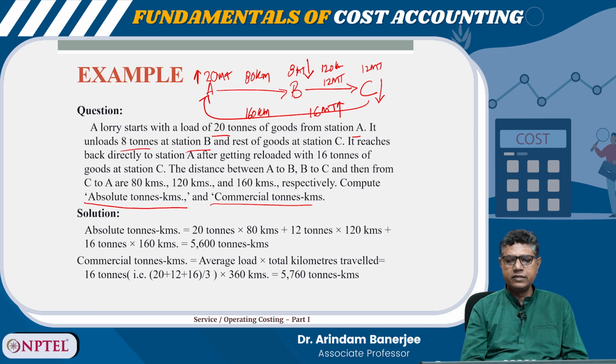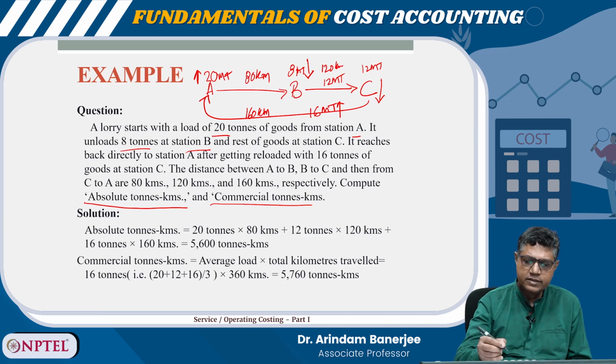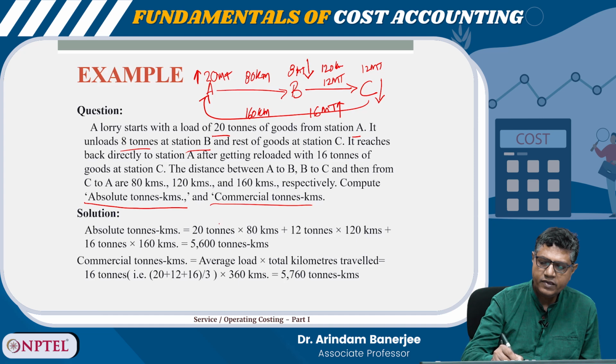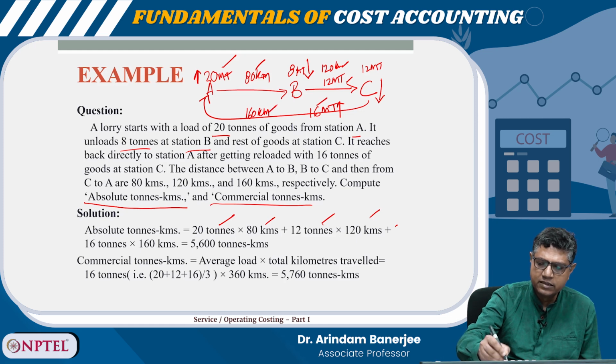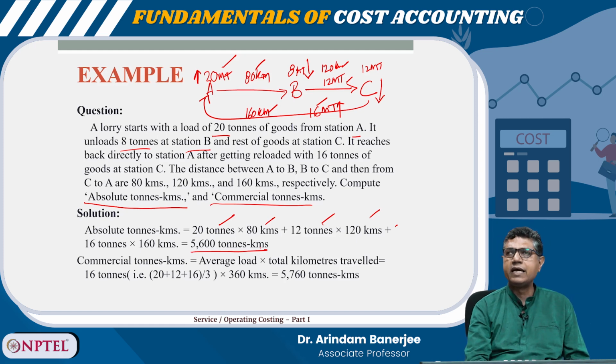So, absolute ton kilometers, how much? It is 20 tons into 80 kilometers plus 12 tons into 120 plus 16 tons into 160. If I compute, that is coming to 5,600 ton kilometers, fine, okay.